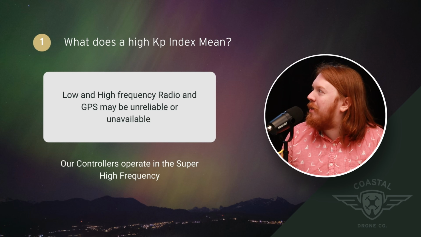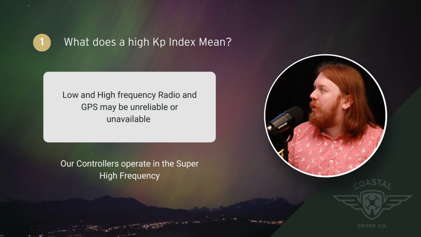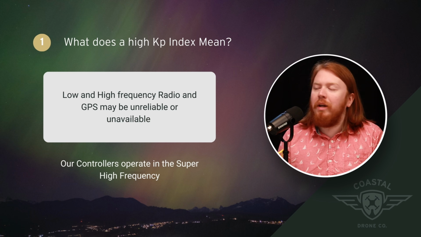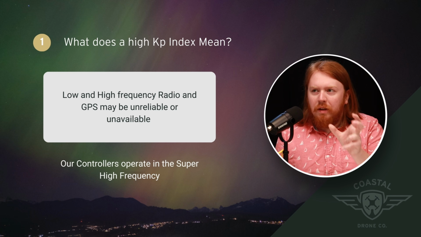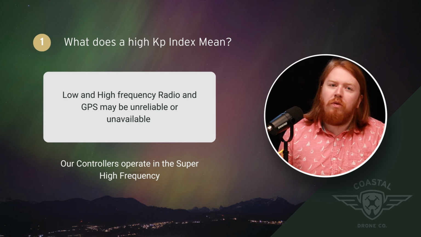What does a high KP Index mean? Well, it means that low and high frequency radio and GPS might be unreliable. High frequency radio is a specific band. It's not just that some frequencies are low and some are high. High frequency is a specific megahertz block. Generally in drone flying, we don't use the high frequency band. We use the super high frequency band.